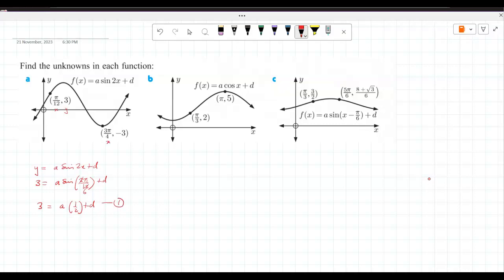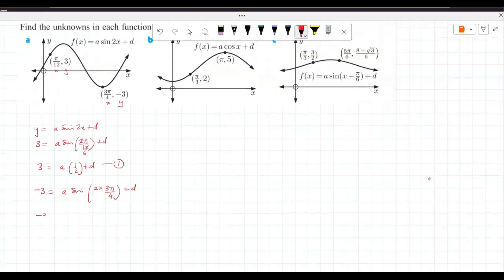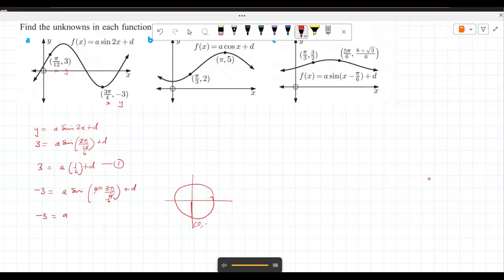Now you substitute this x and y. So minus 3 is equal to A sine 2 into 3 pi by 4 plus D. Correct? So minus 3 is equal to A sine 3 pi by 2. What is sine 3 pi by 2? Think of the unit circle. 270 degrees. On the unit circle, this point would be 0 comma minus 1. So that's your minus 1 plus D. That's your equation 2.